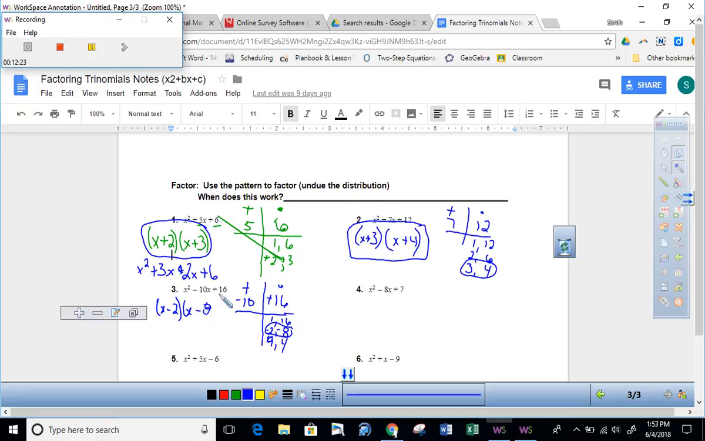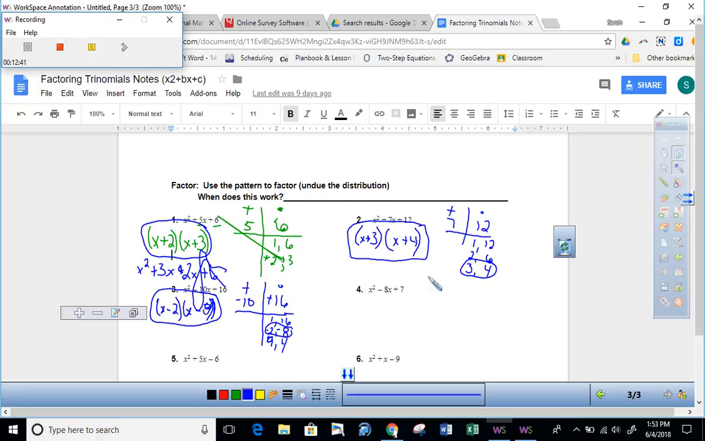If you put x minus 8 first, oh my gosh, and then made a huge mess of your paper, that's okay. So that's x take away 2, and then x take away 8. This pen is hating me today, I'm so sorry.